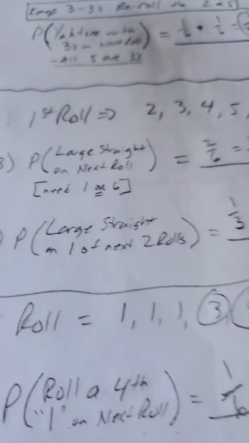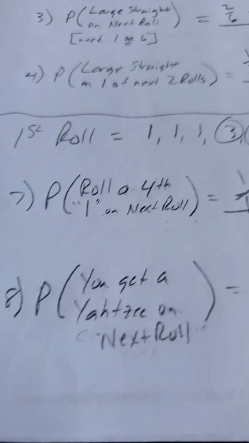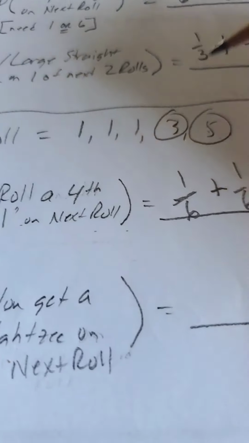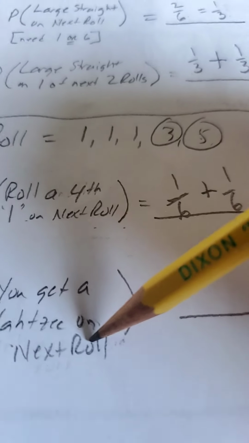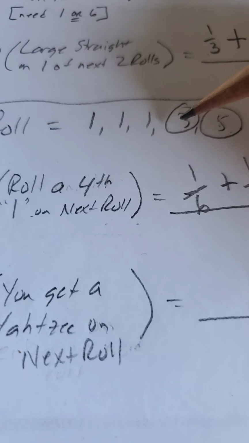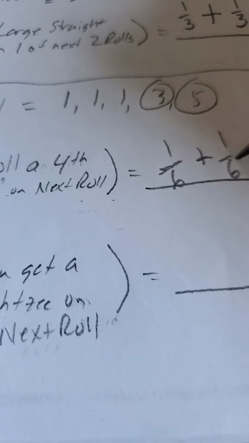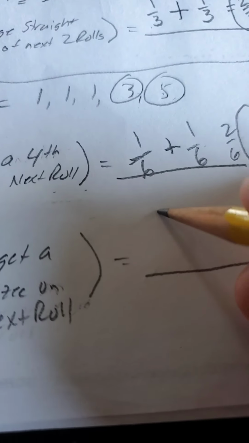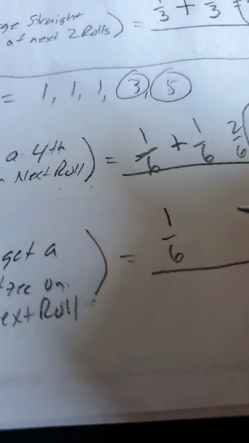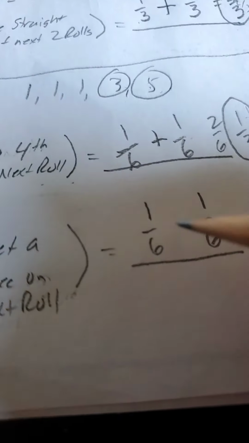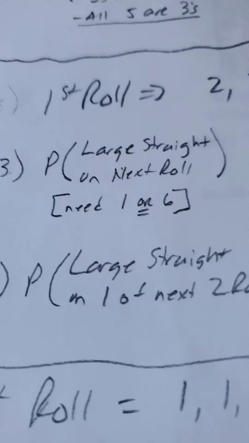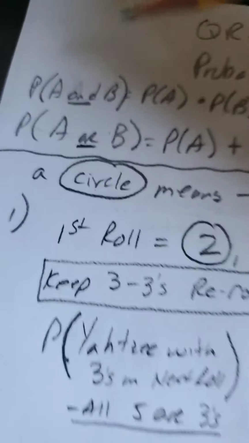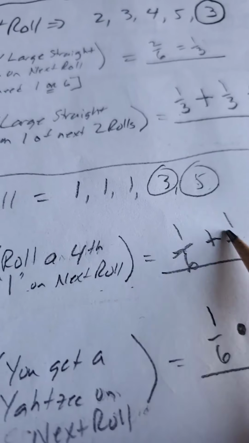And then the next question, question 8, is, okay, let's say I want to get a Yahtzee on the very next roll. Not 2 rolls, but the next roll. Well, if I only want a 4th 1, it's one or the other. If I want a Yahtzee, then it's got to be a 1 out of 6 on the first die, a 1 out of 6 on the next die, and since I want it on both, remember, both is a multiplication problem.